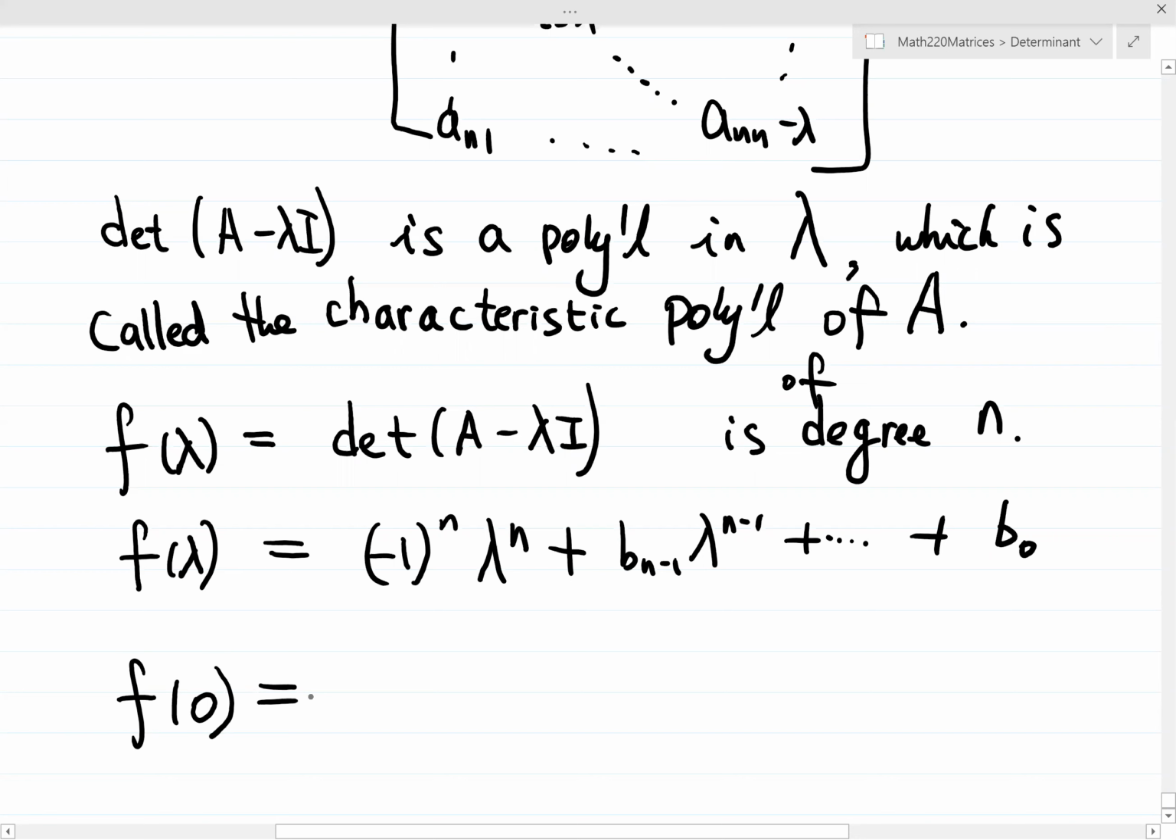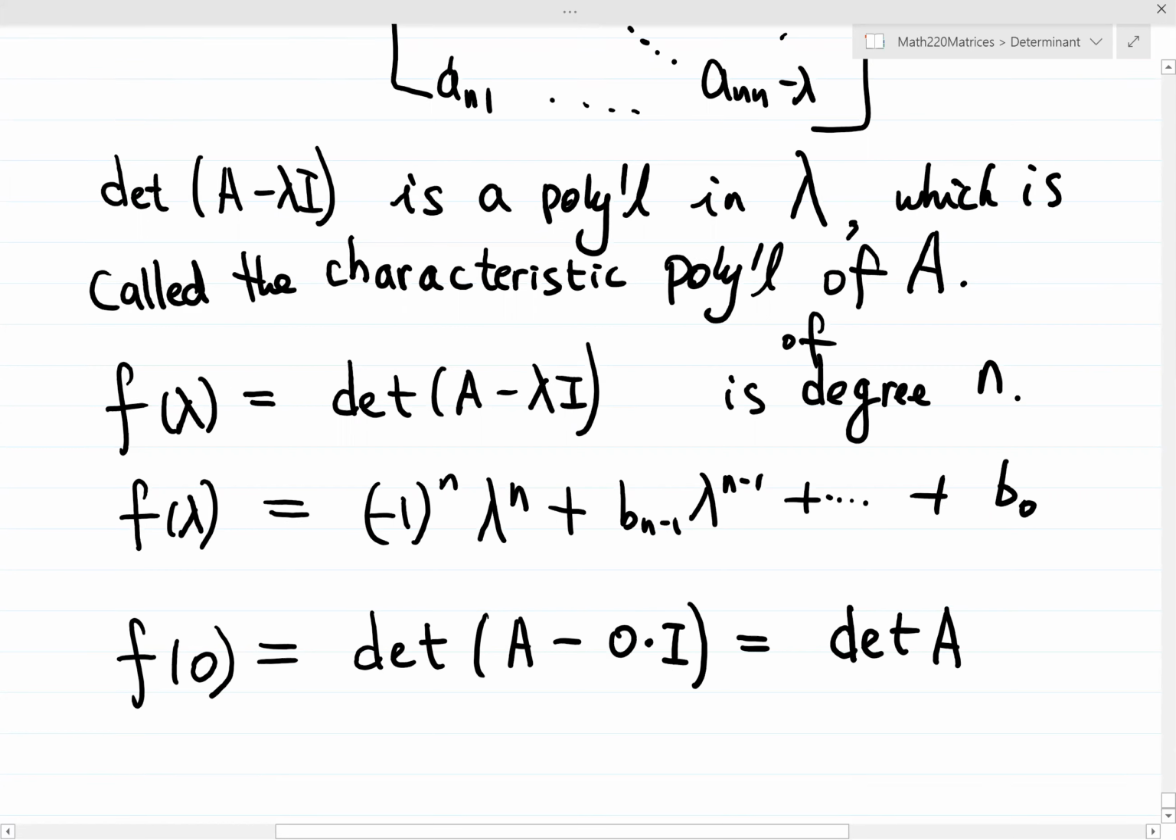What is f(0)? If we plug in lambda equals 0, f(0) we will get A minus 0 times I. 0 times I is just 0. So this is the determinant of A. Okay, so f(0) is the determinant of A.